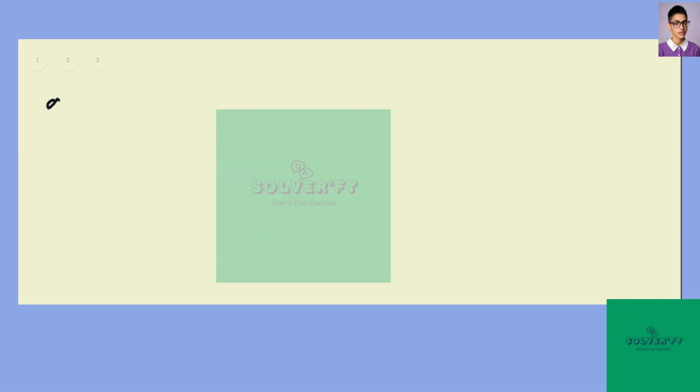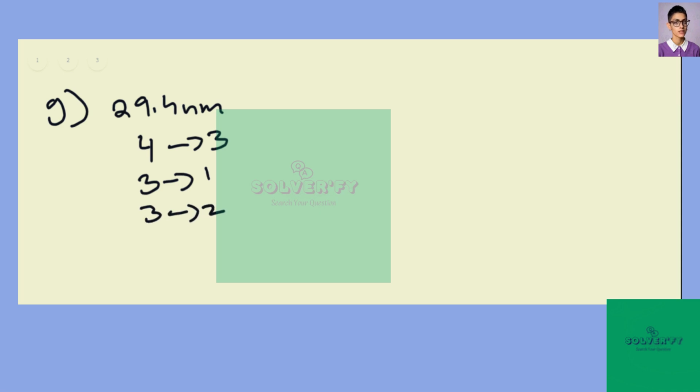Part G, a wavelength of 29.4 nanometer corresponds to a transition from 4 to 3. Thus, it could make either a transition 3 to 1 or the pair of transitions 3 to 2 and 2 to 1. The longest wavelength that can be emitted is 2 to 1, which is 68.7 nanometer.